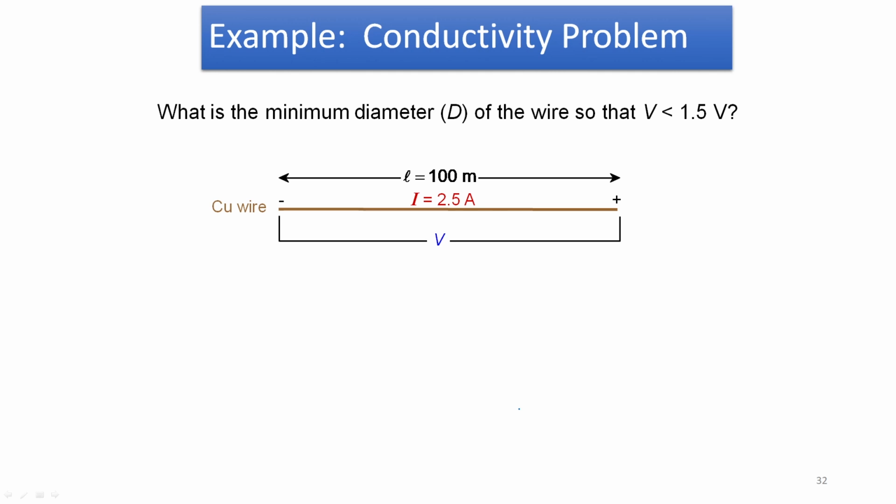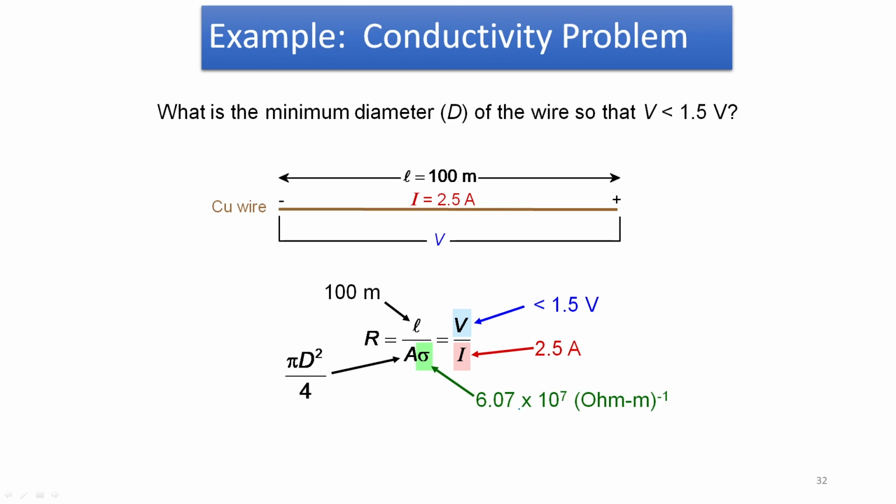Well, you can also do a simple problem. This is for you to do some homework. What is the minimum diameter of wire so that voltage drop is less than 1.5 volts? Let us take a Cu wire, and you can do that. This problem is solved here.